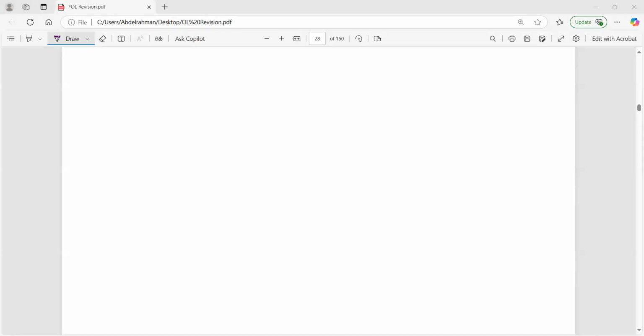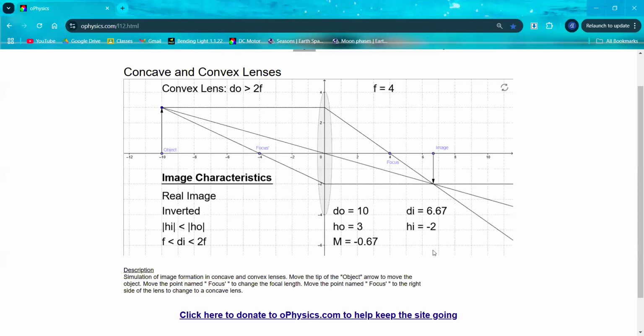Okay, so now we have the object. I guess you can all see this simulation. The object is at a distance of 10 centimeters, far away from the lens. The focal length is 4 centimeters. Now, the object is at a distance greater than double the focal length. Double the focal length is 2f, which is 8.